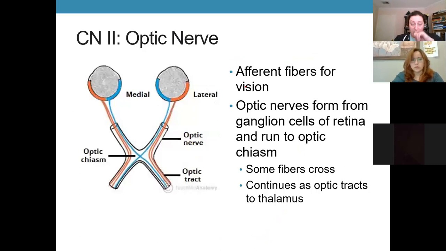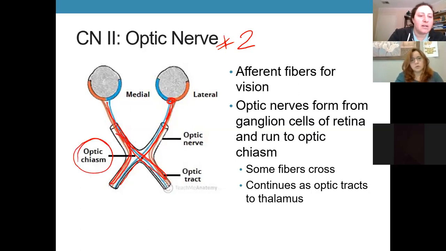Cranial nerve number 2 is the optic. So the optic nerve carries all the visual information from your eyeballs. Again, we'll talk about it a little bit more when we get to special senses. Basically, the optic nerve comes off of the back of your eyeball. It goes through the optic canal into your skull. And then it does this fun thing where half the fibers cross over and go to the other side, and half of them continue on to the same side. And we'll talk about that later.